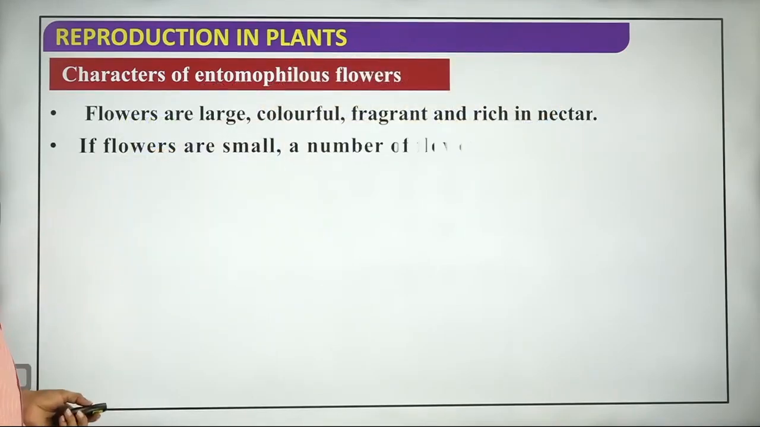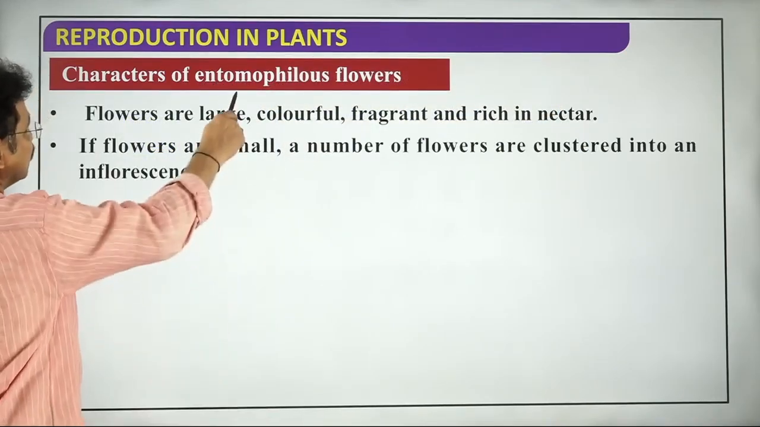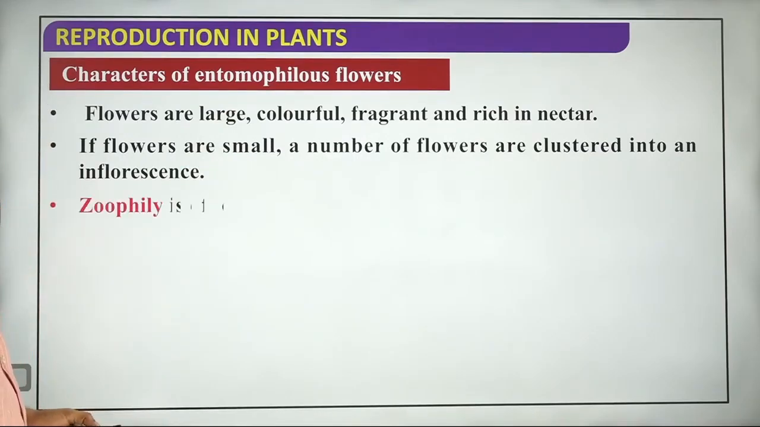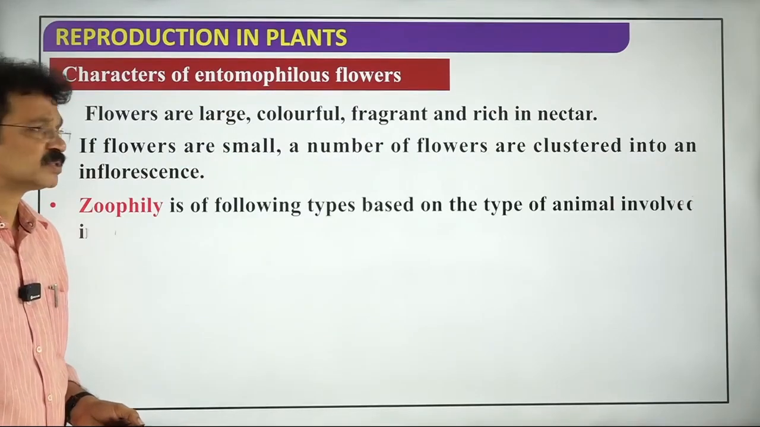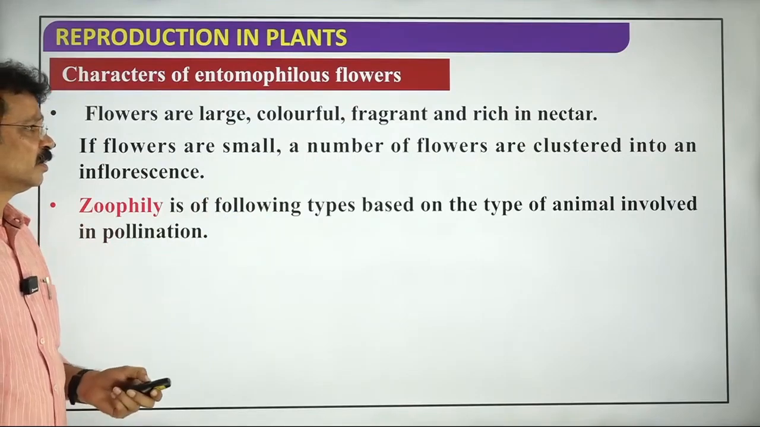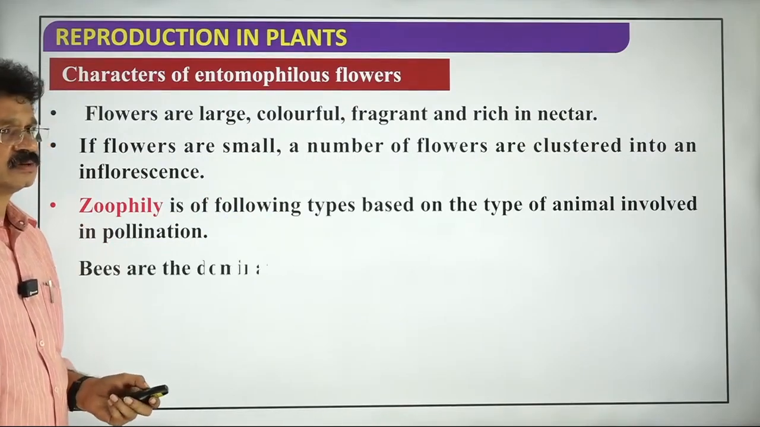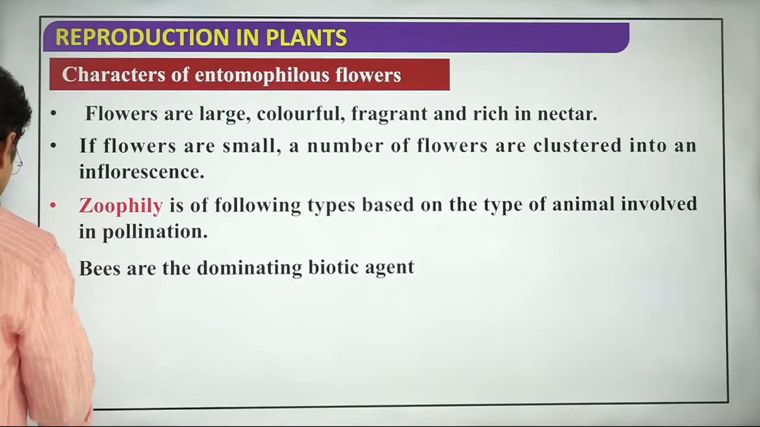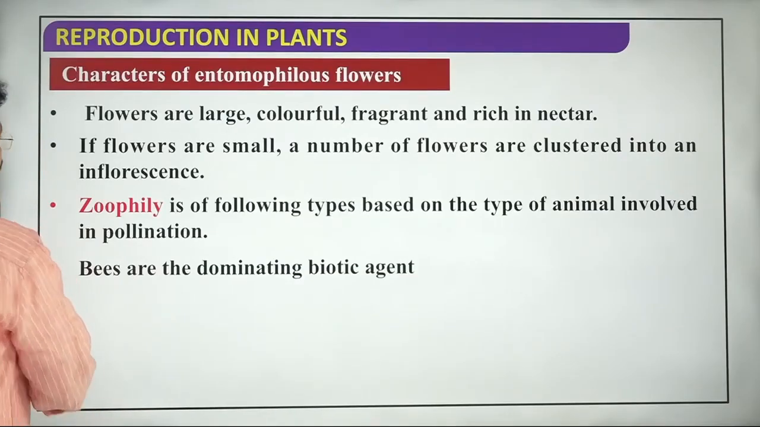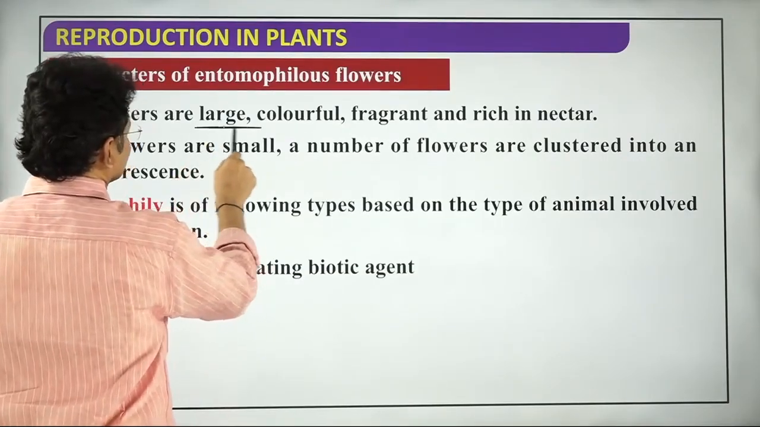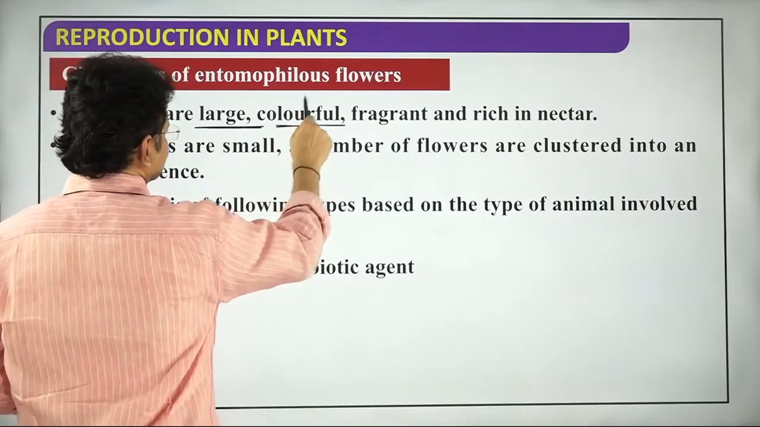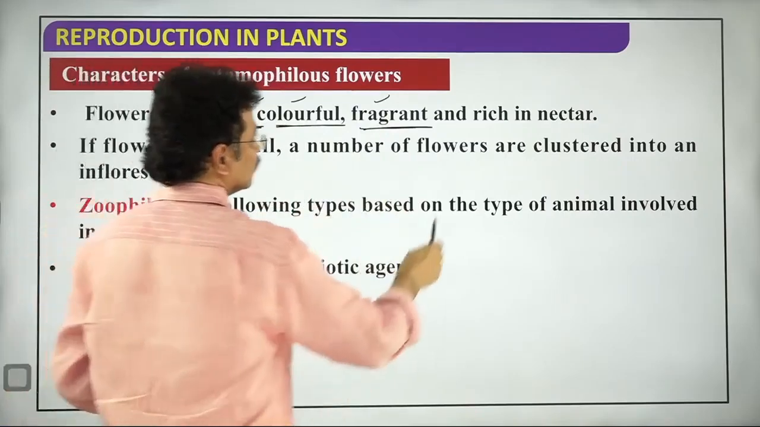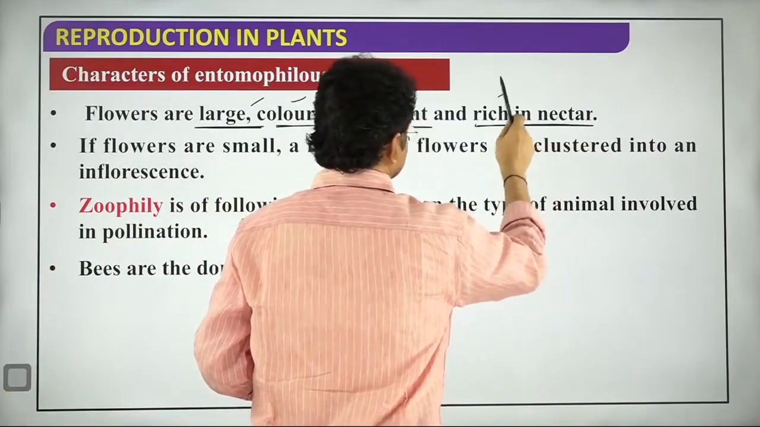Lizards too. Flowers of entomophilous plants are larger, colorful, fragrant, able to emit a good smell, and nectar rich to attract animals, birds or insects. They are large, colorful, showy, big flowers that emit a good smell, and the nectar content is high to attract insects.